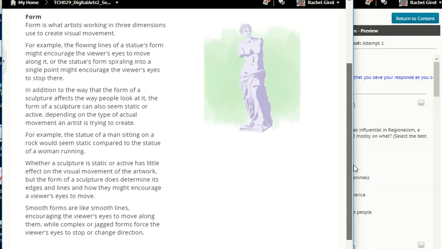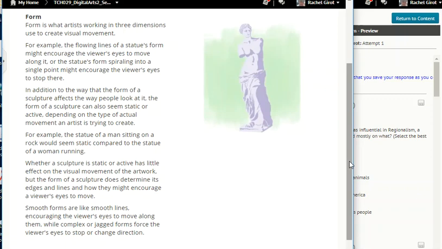Form is what artists working in 3 dimensions use to create visual movement. For example, the flowing lines of a statue's form might encourage the viewer's eyes to move along it, or the statue's form spiraling into a single point might encourage the viewer's eyes to stop there.